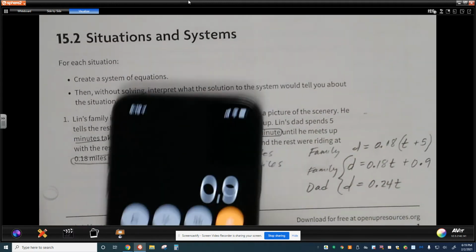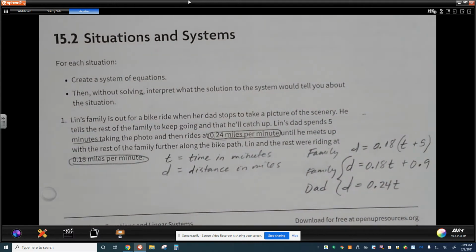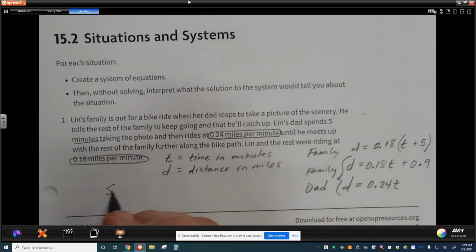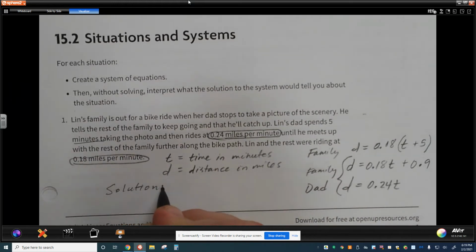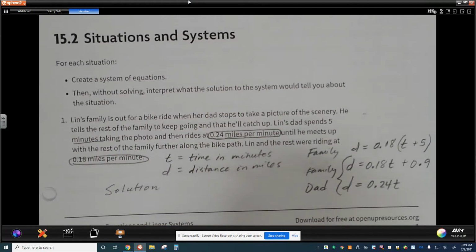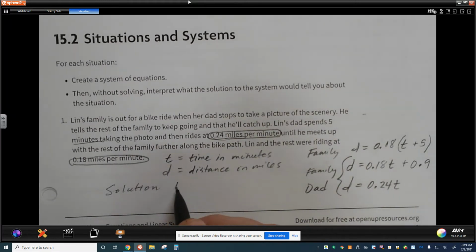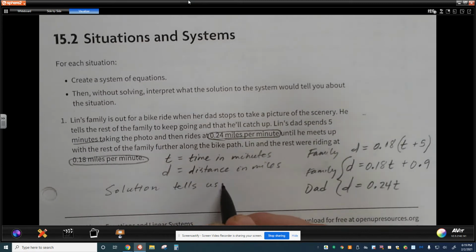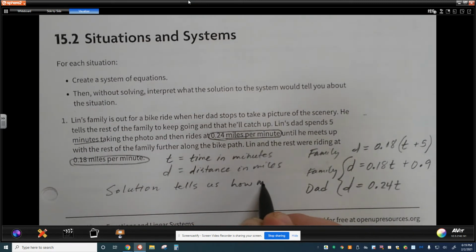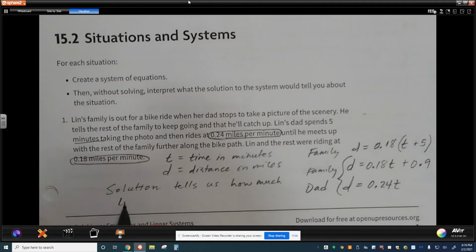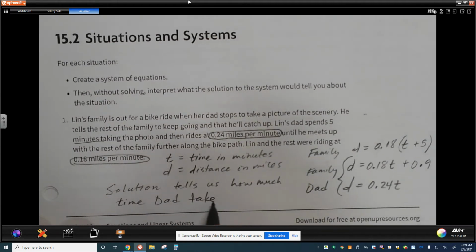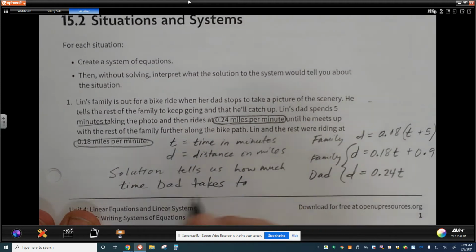And then what will this find out? Well, the solution tells us how long it would take Lynn's dad to catch up. How much time dad takes to catch up.